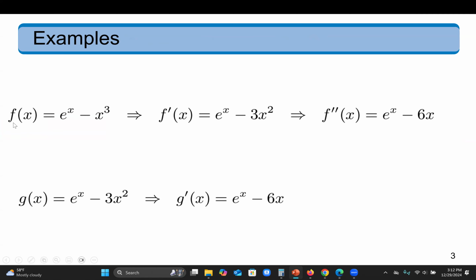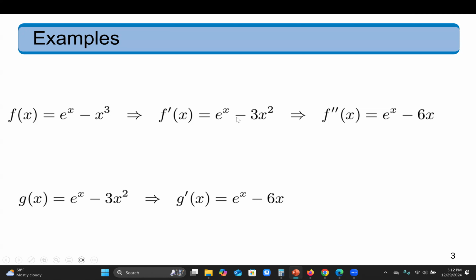Let's say we should find the derivative of f at x equal to e to the power x minus x cubed. Now, the derivative of e to the power x will give us e to the power x. We already covered the power rule, so the derivative of x cubed will give us 3x squared. So that will be our solution.